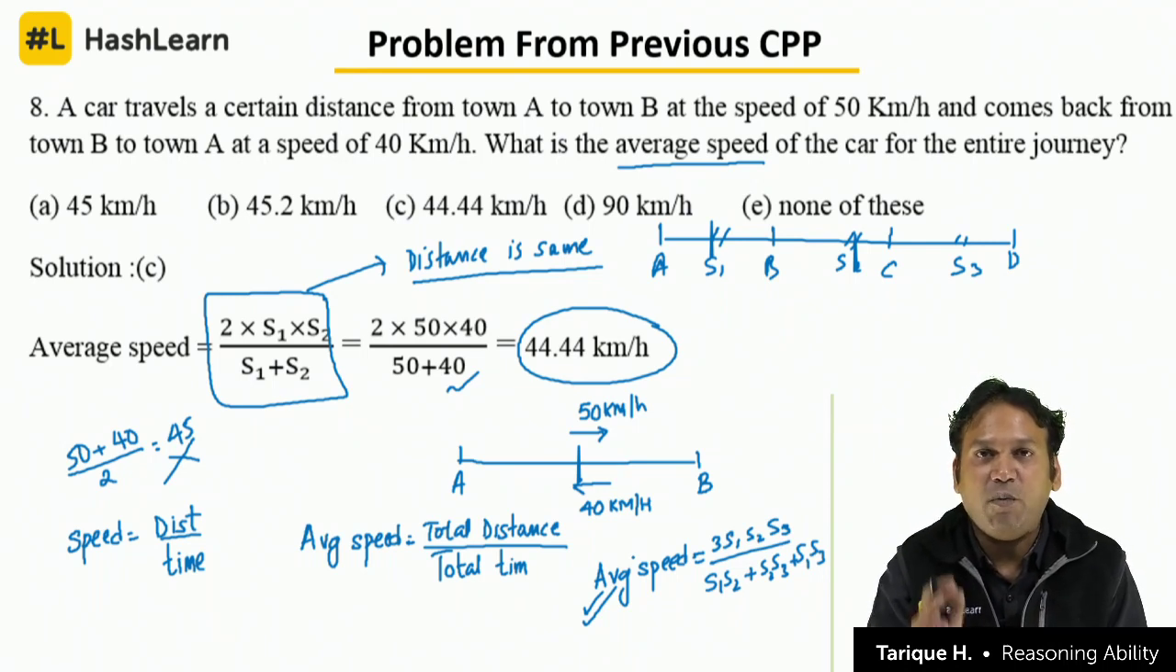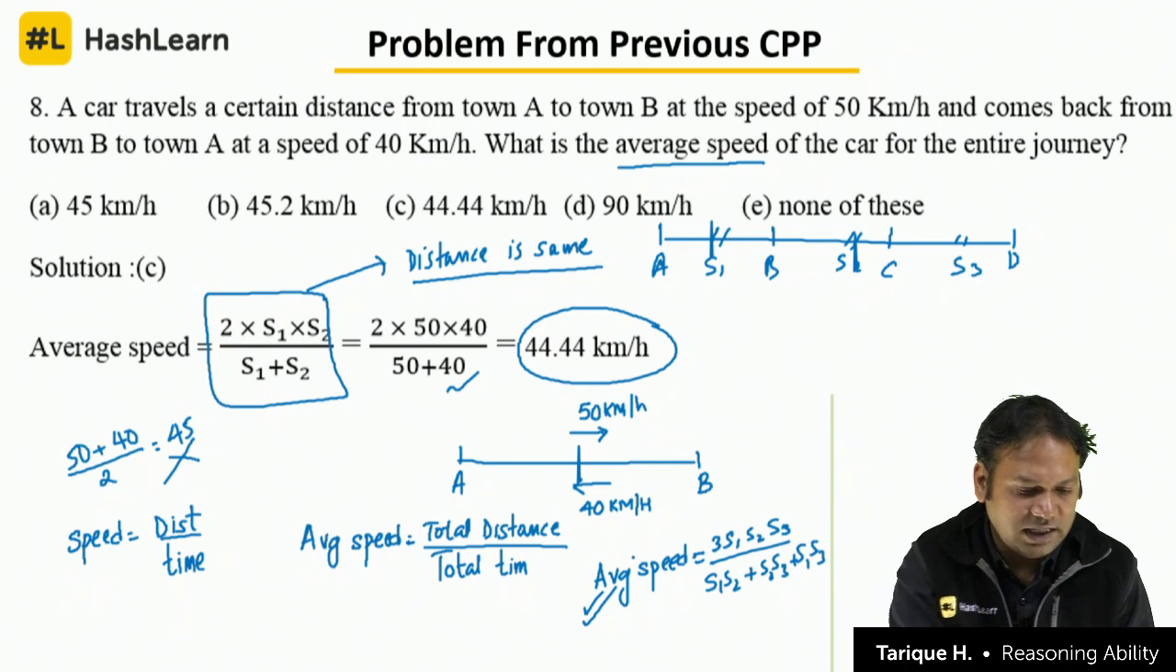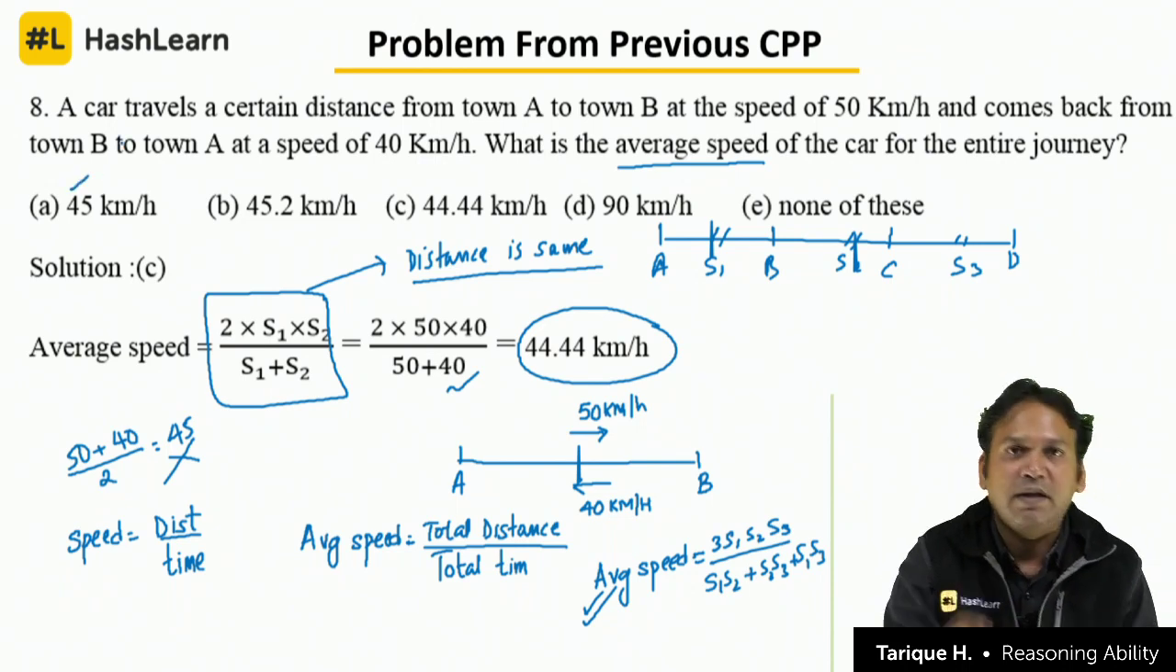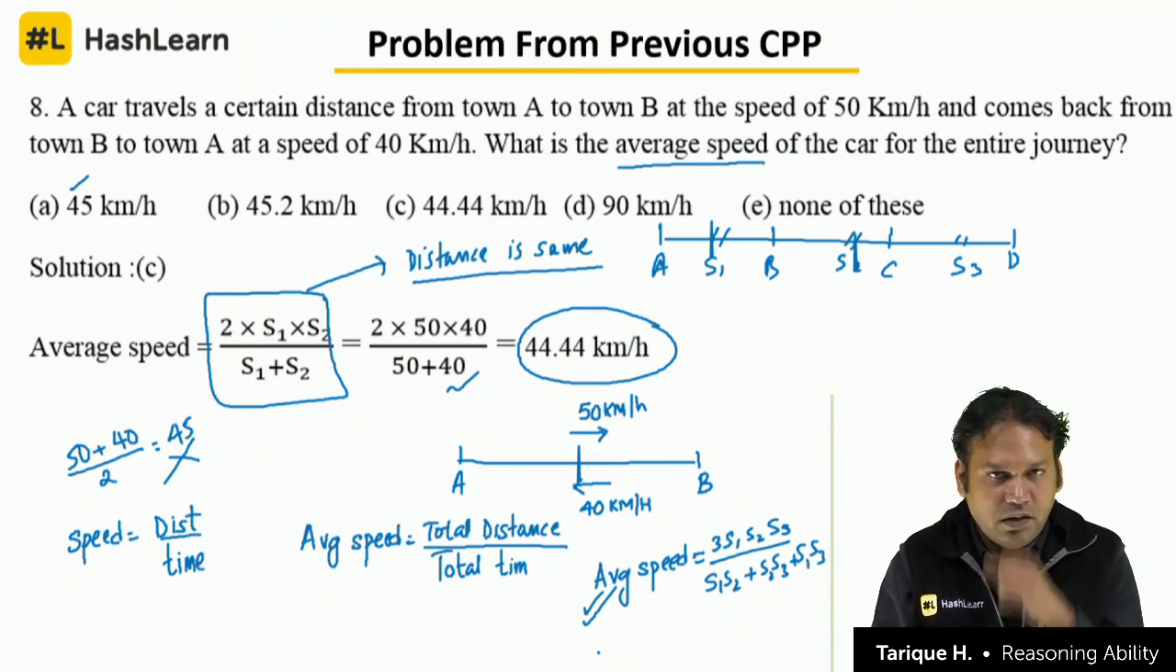Knowing the direct formulas is very important. So don't think that you'll just add the speeds 50 plus 40 and divide by 2, you'll get the wrong answer, and the wrong answer will always be there. That's always there to mislead you into getting the wrong answer.